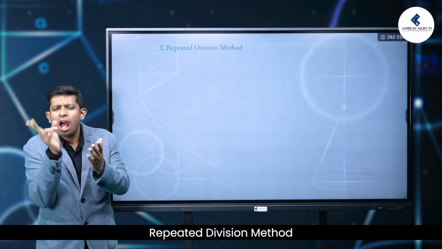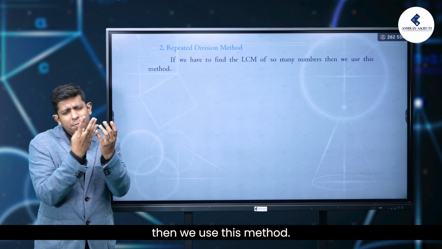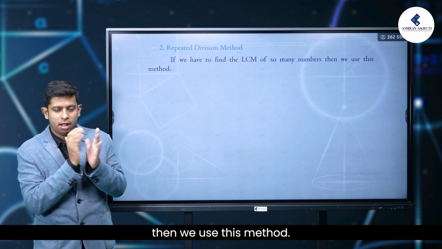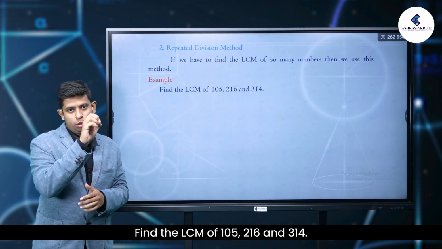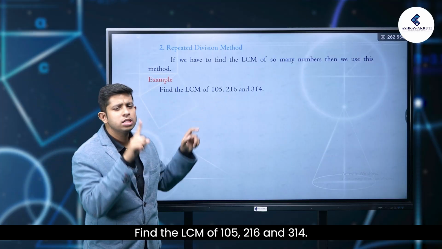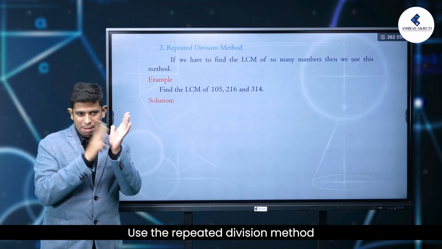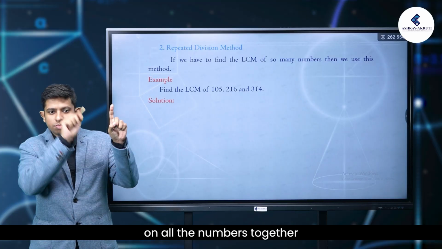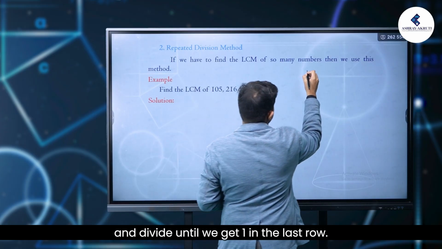Repeated division method. If we have to find the LCM of so many numbers, then we have to use this method. Example. Find the LCM of 105, 216 and 314. Solution. Use the repeated division method on all the numbers together and divide until we get 1 in the last row.